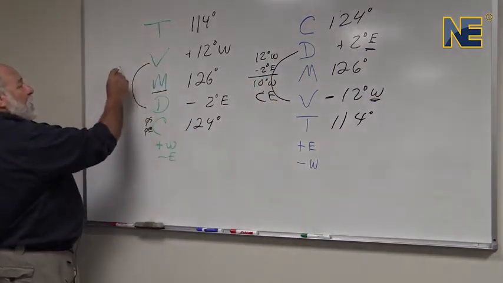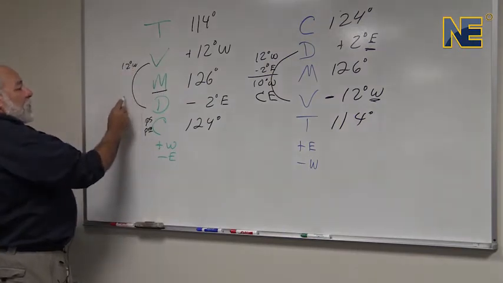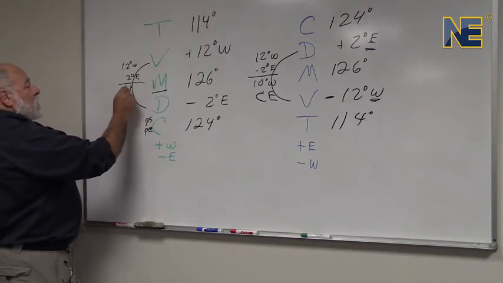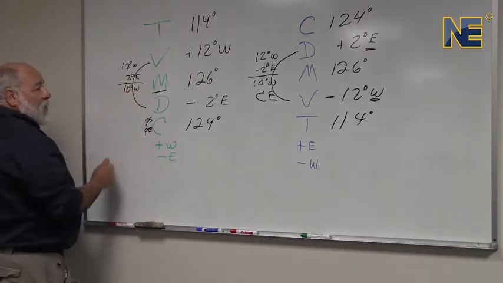The same thing would occur here. We have our 12-degree westerly. We have our 2 degrees easterly for our deviation. It's going to give us 10 degrees to the west for our compass error.